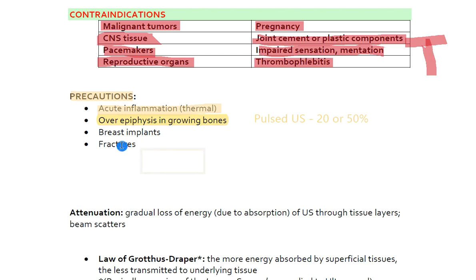And then over fractures, this is definitely a precaution because you'll see later one of the indications for low intensity pulsed ultrasound, or LIPUS, is going to be fractures. That is what a bone stimulator is. So with that, one of the reasons we're doing that, LIPUS is indicated for fractures.